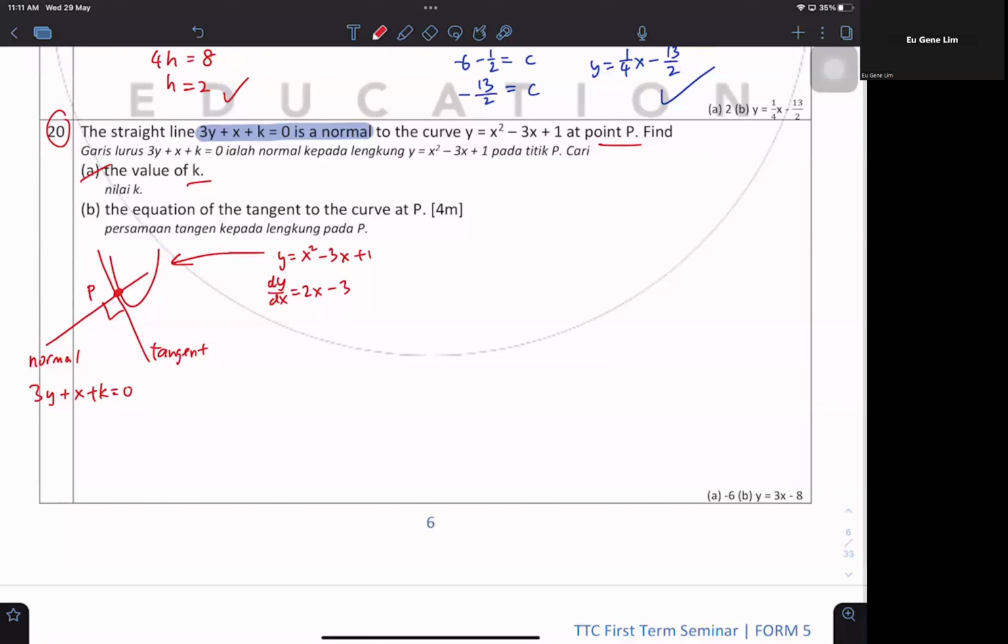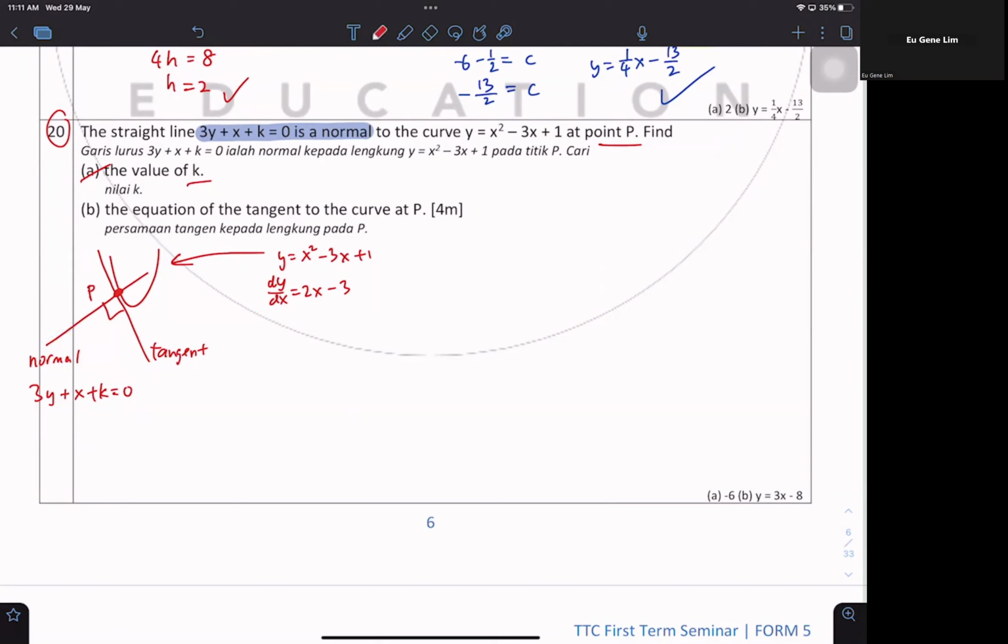Again, find the gradient. As you can see, do you see the pattern of this kind of question? The tangent normal question is always about gradient. Tangent normal topic is always about gradient. Because dy dx is gradient, dy dx is m1, right? So now what is the gradient that we can find? We can find the normal gradient since we have the normal equation.